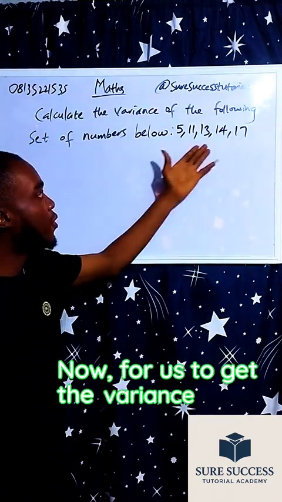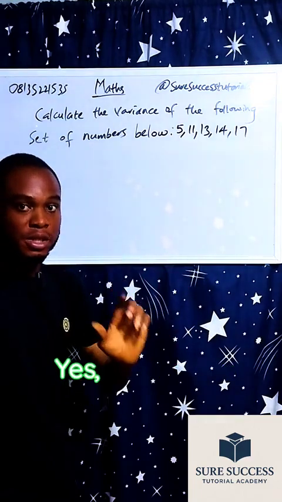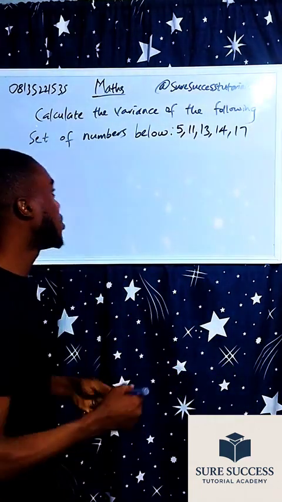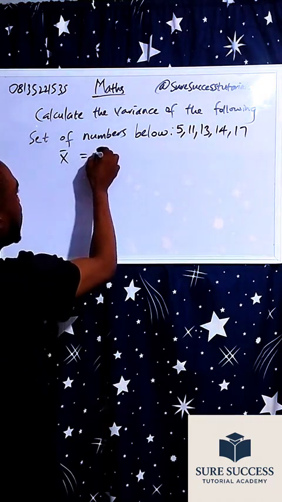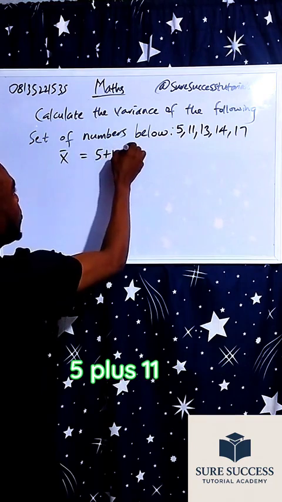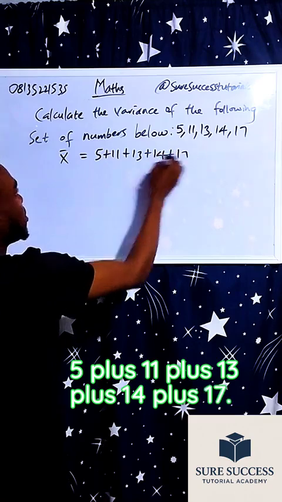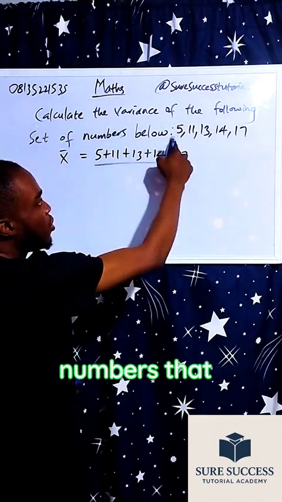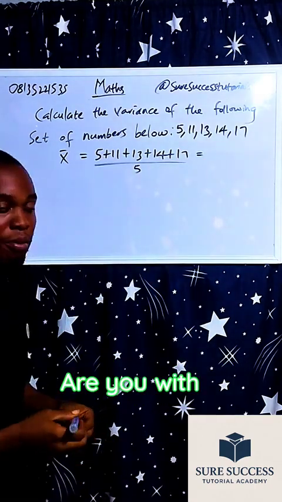Now, for us to get the variance of these numbers, the very first thing we need to do is to get our mean. Yes, you remember mean, right? Averages. So x bar equals 5 plus 11 plus 13 plus 14 plus 17, everything over how many numbers do we have here? We have 5 numbers. Are you with me?